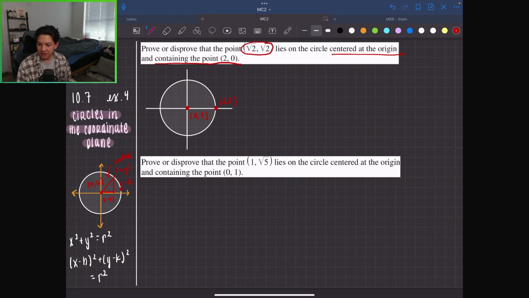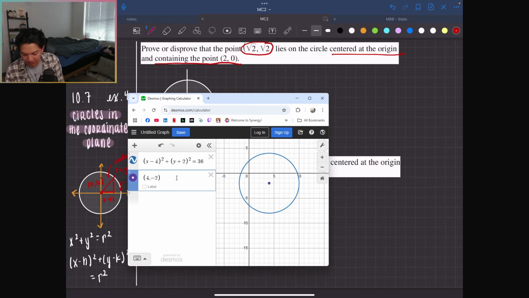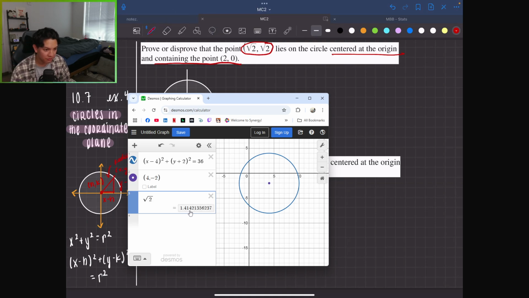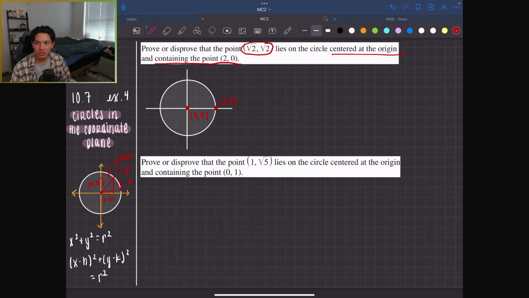Just for the purposes of this, what is root 2 going to be anyway? Root 2 is the same thing as 1.414. So about 1.4. So is 1.4 going to be on this circle? That's what we're going to try to find out.